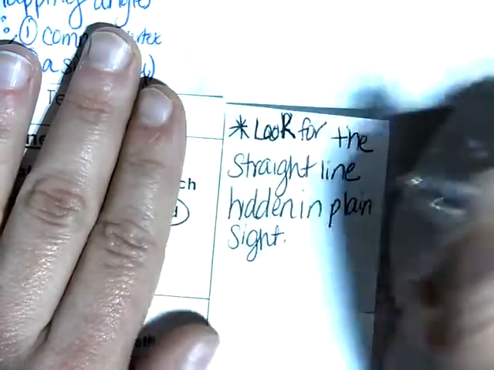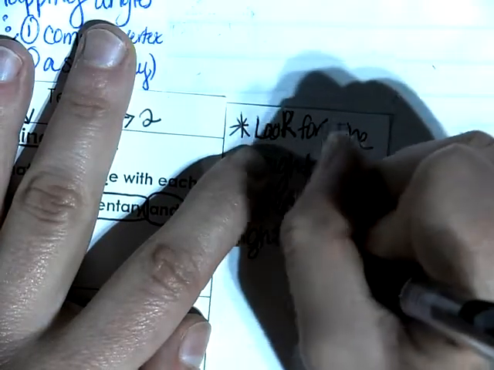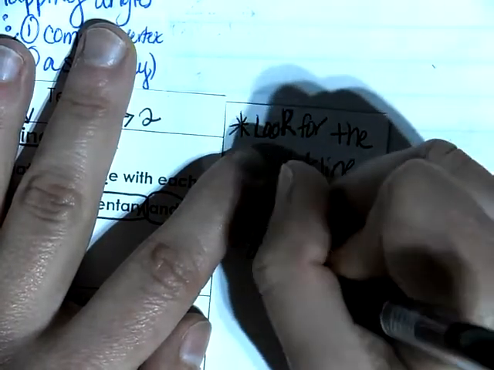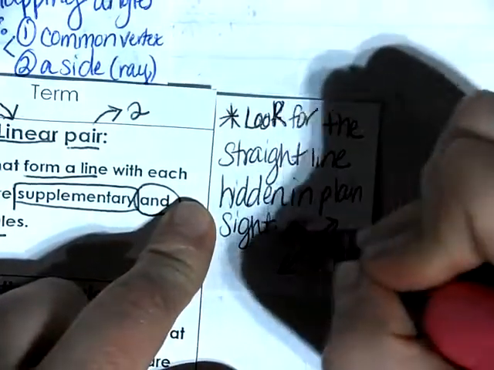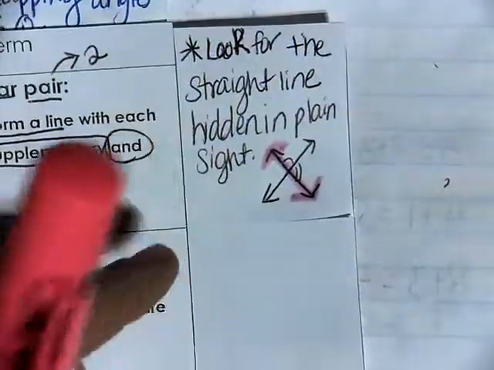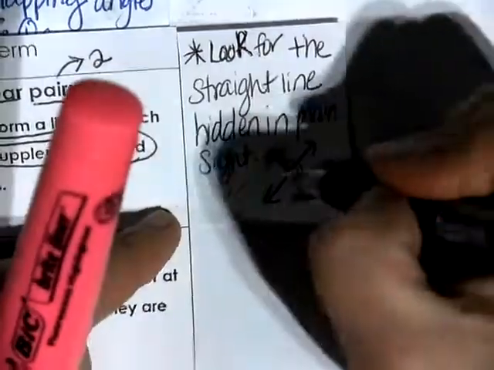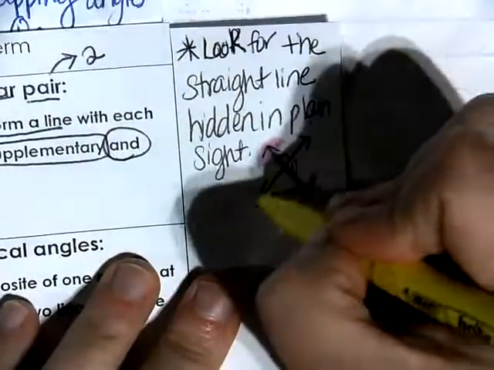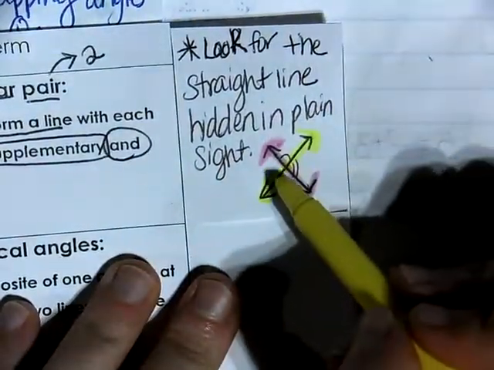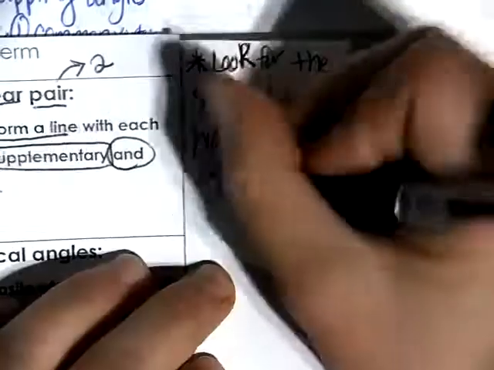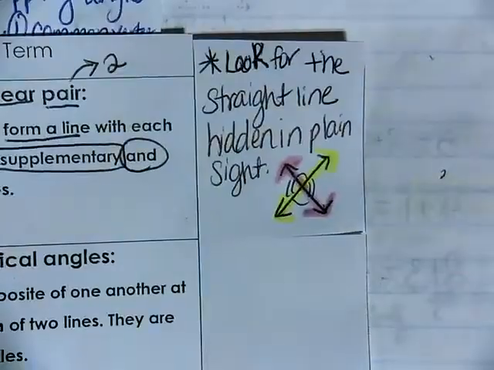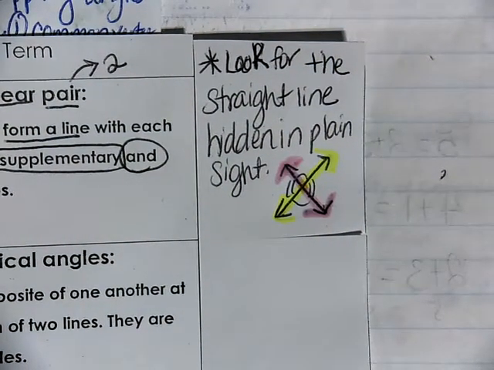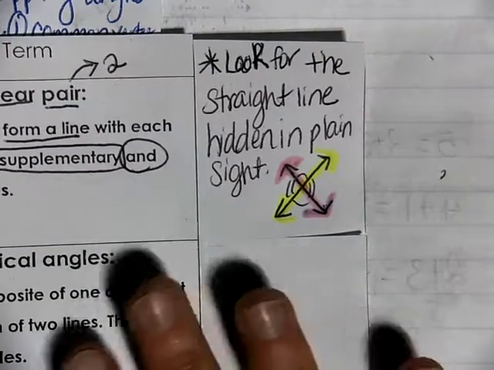So what I mean by that is a lot of times you're going to see crazy pictures with lines all over the place. And so what I want you to recognize is that there's two lines in this picture. There's one line where you have two angles that are going to add to equal 180 degrees. And then you have another line where the next door neighbors are going to be supplementary to each other. Always look for the line in plain sight. Always keep that in mind.